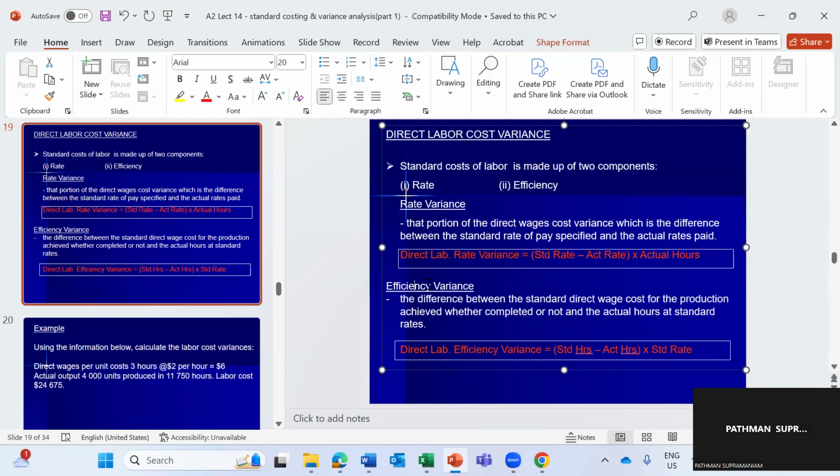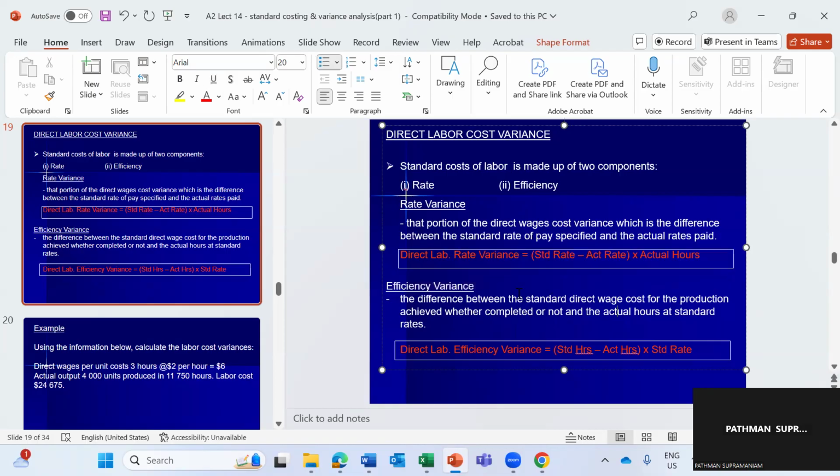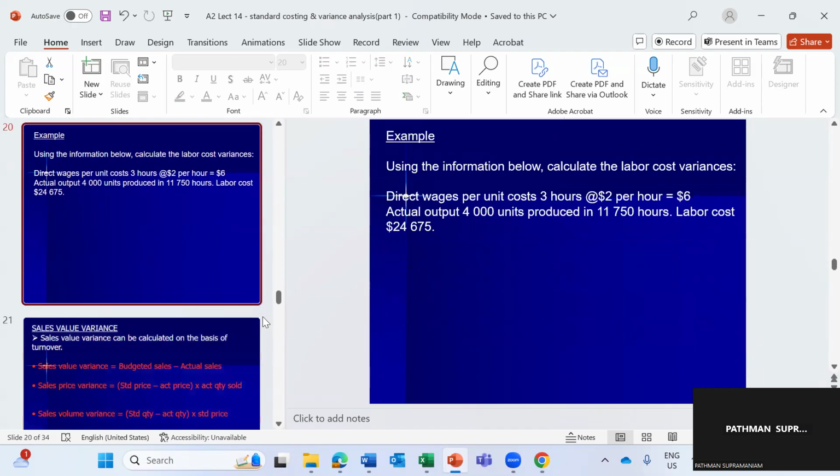But efficiency variance is about how much time the labor was supposed to take to do the job, to produce the units, and how much time they actually took. So the labor rate variance formula is standard rate minus actual rate times actual hours. The direct labor efficiency variance formula is standard hours minus actual hours times standard rate. Standard hours is how much time they were supposed to take, and actual hours is how much time they actually took. So now let's look at an example.